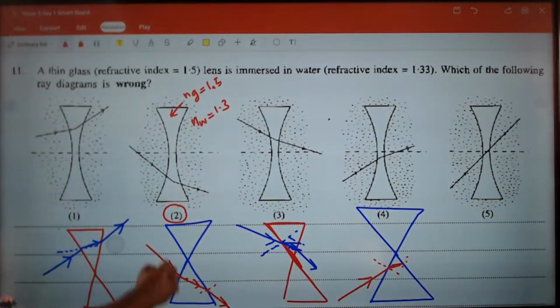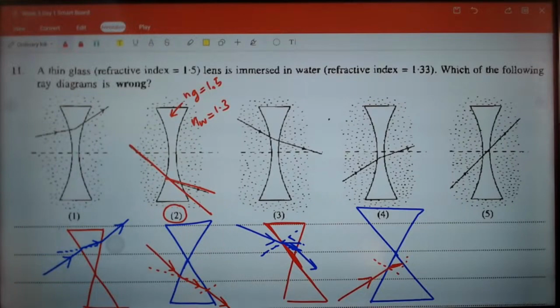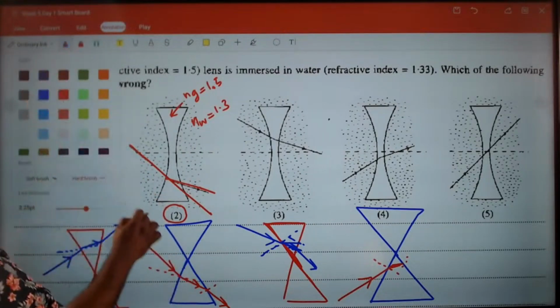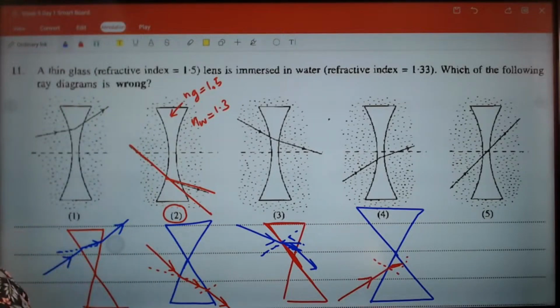Now this can't come towards, no? It should go away, no? It can't come towards, it should go away. So what are they asking? Which diagram is wrong? Which diagram is wrong? Right.